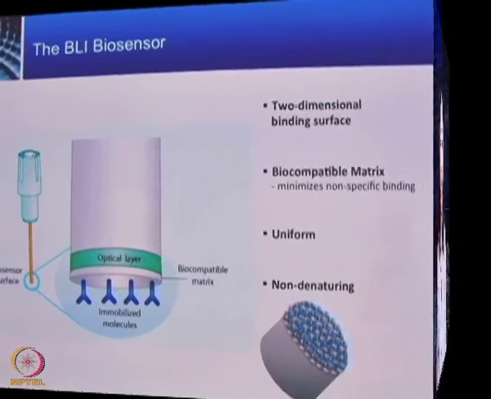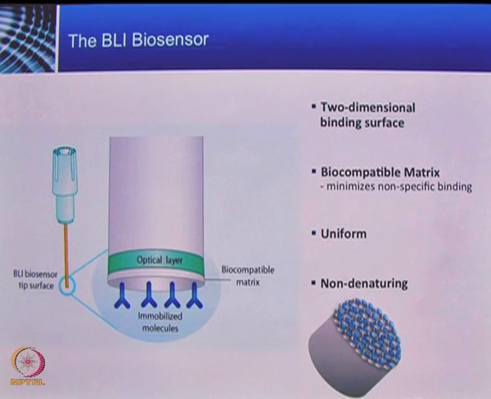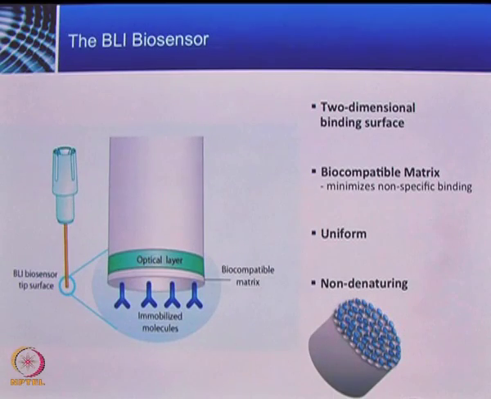The core part of the BioLayer Interferometry or BLI technology lies with the biosensor. If we take a close look at the biosensor, it is actually made of optical fiber. At the very end of the biosensor, there is a two-dimensional biocompatible matrix. This matrix allows you to immobilize molecules on this surface to allow further analysis of biomolecule interactions. The benefit of using this patented biocompatible matrix is that it's very uniform. It minimizes nonspecific molecule binding to the membrane, and also it is non-denaturing.